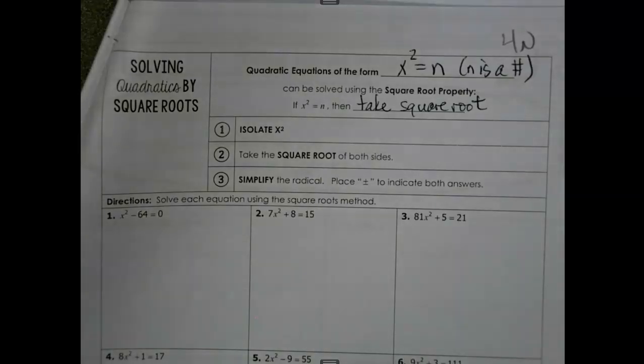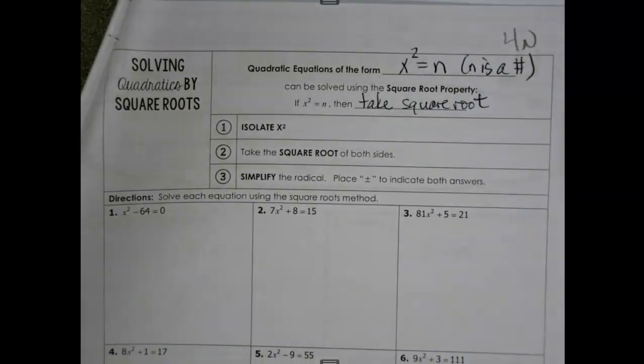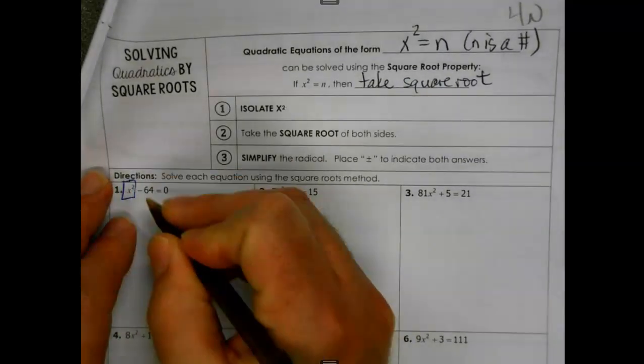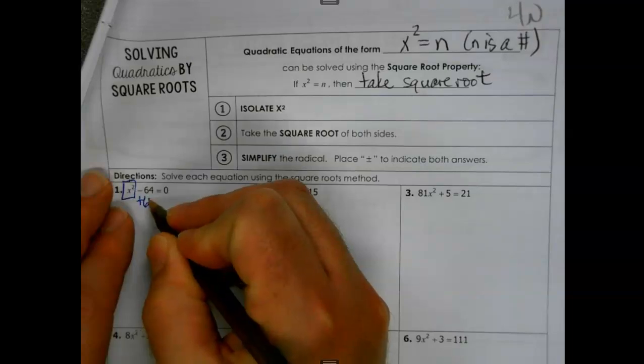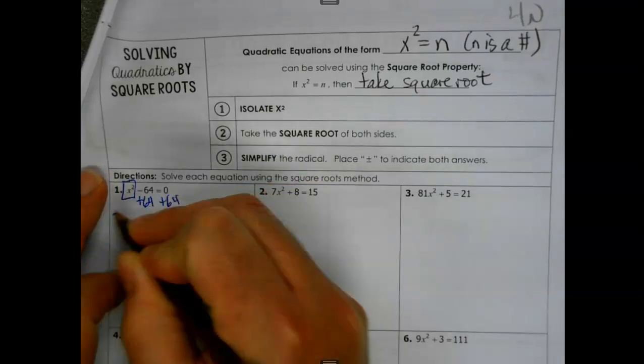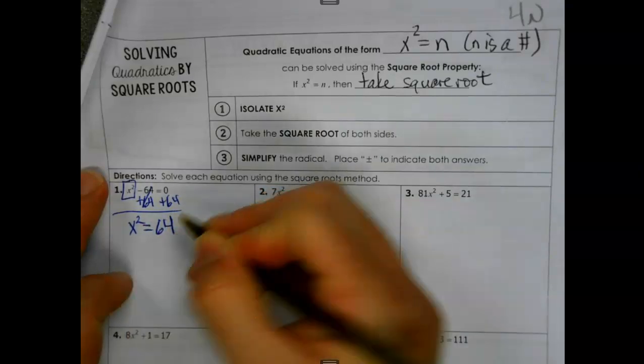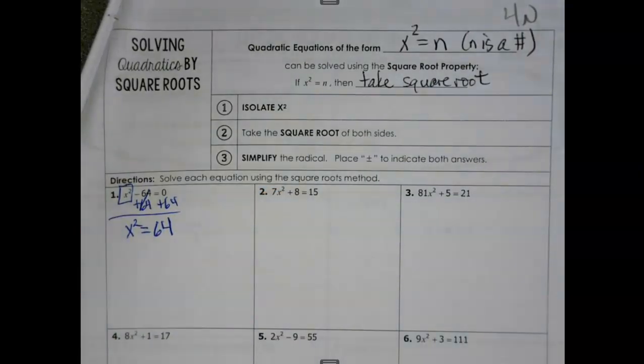So, job 1. We'll start simple and work our way up a little bit. Job 1 is to get that x squared by itself. Once we get that job done, that's when we get to go ahead and do the square root.